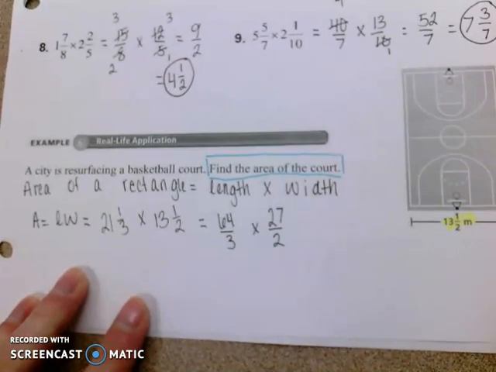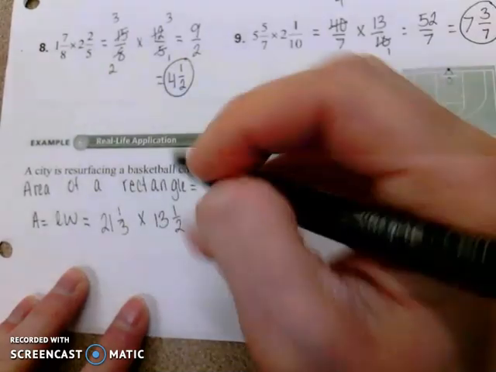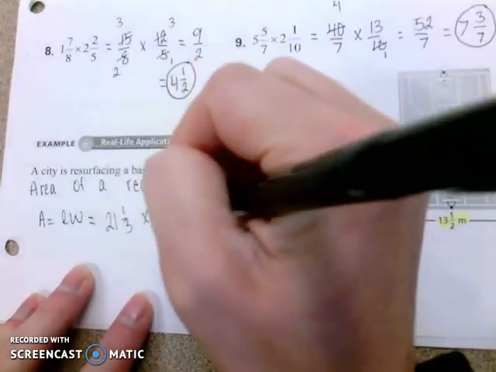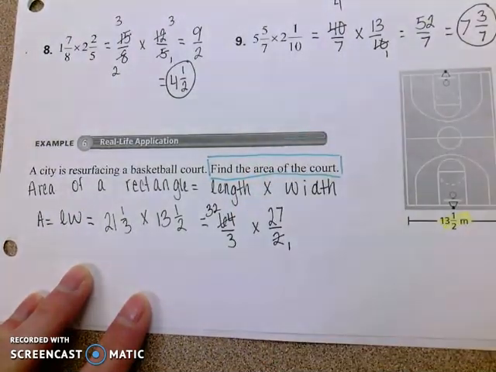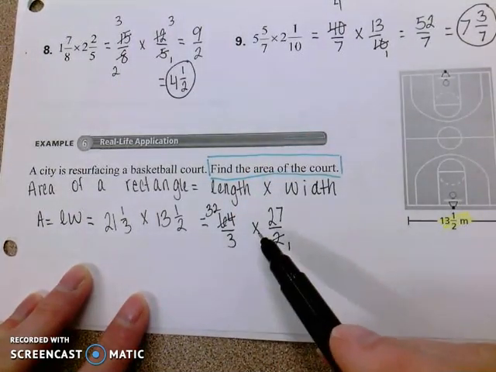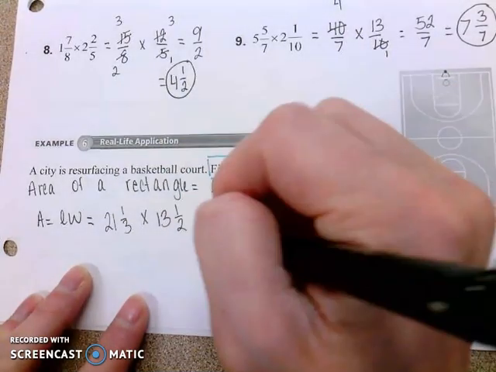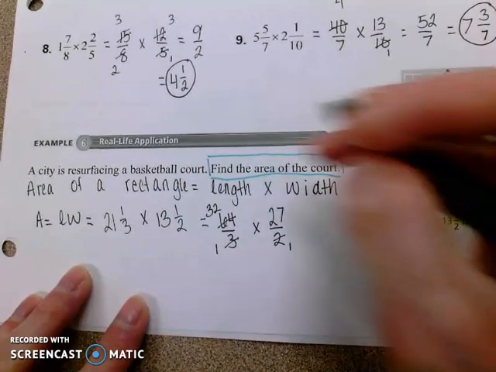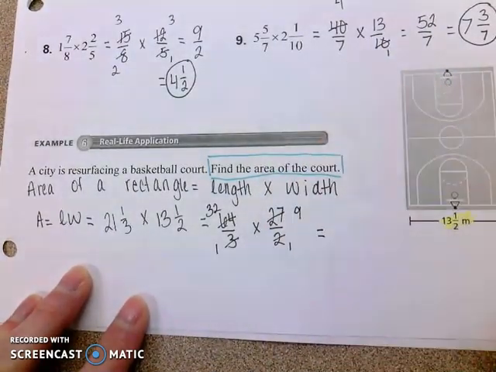We want to try to cross simplify here because, again, we have some large numbers. So 64 and 2, those can both be divided by 2. So 64 divided by 2, we're going to have 32. 2 divided by 2 is going to be 1. But then 3 and 27, we can cross simplify there. Those can both be divided by 3. So 3 divided by 3 is 1. 27 divided by 3 is 9. Okay, so now we essentially just have 32 times 9.